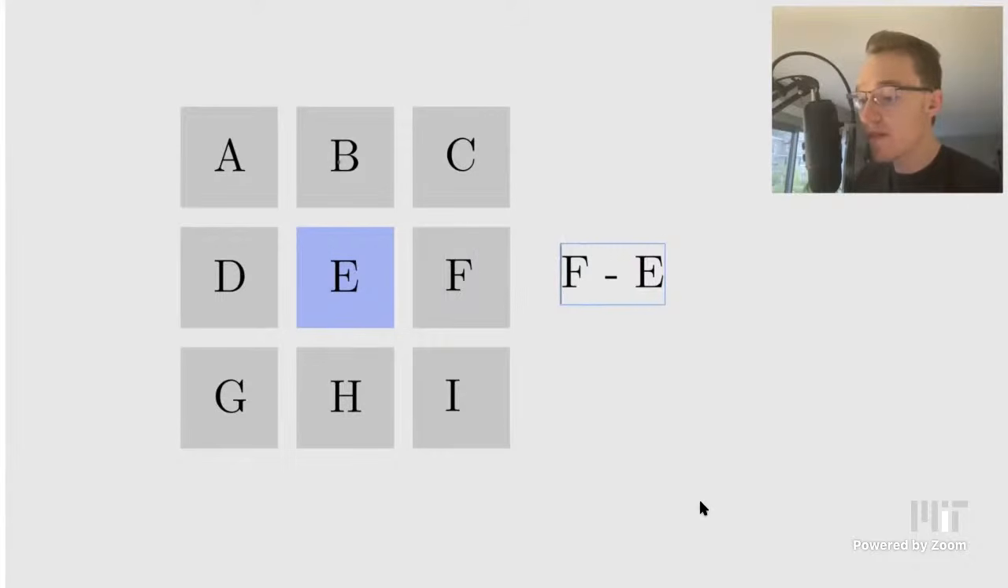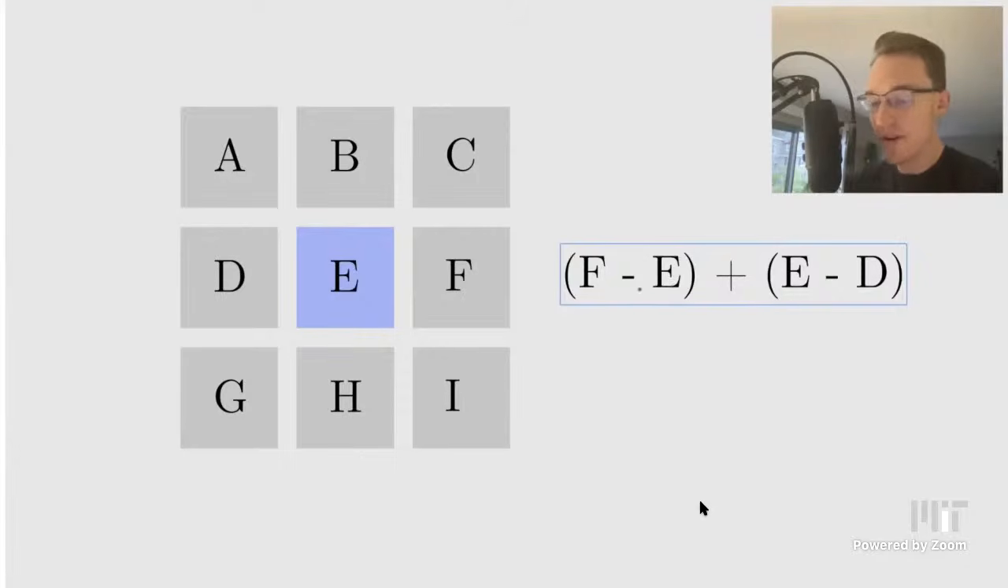But if you want more of the information in what's going on, you might also want to maybe average this or simply add it to the difference between E and D. What's the change between this pixel and what's happening just to the left of it. So we might add on the difference between E and D and potentially divide the whole thing by 2 or average it.